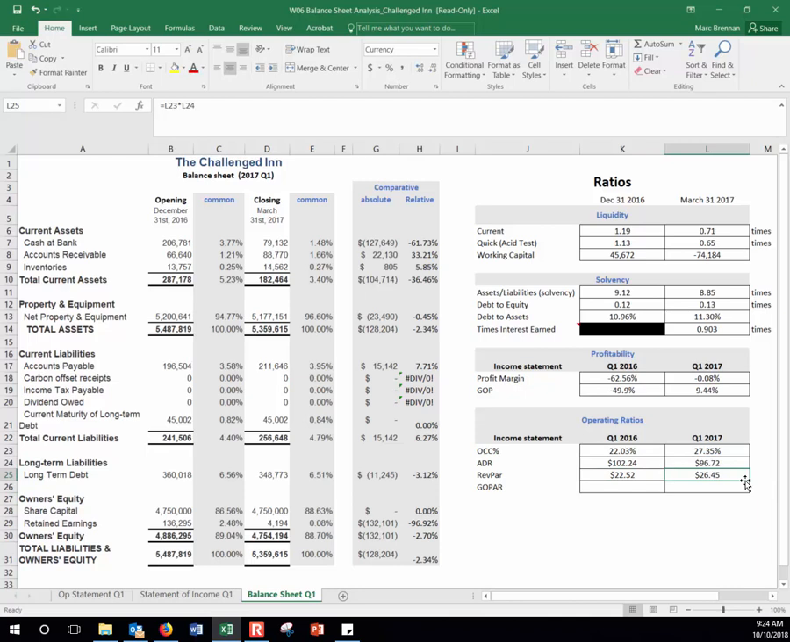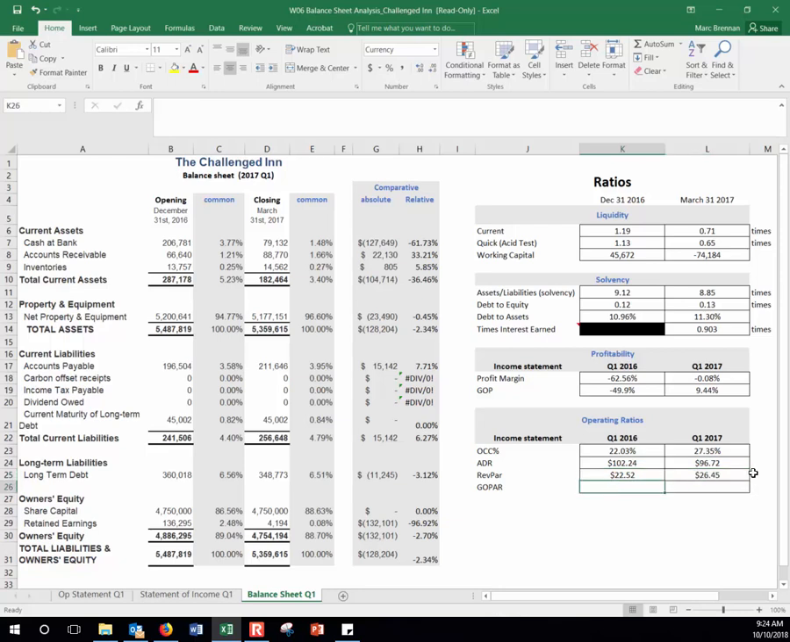So that at the end of the day is a positive thing. So while our ADR went down, our occupancy went up. And when you combine the two, our RevPAR is going to give us a big picture of these two combined. So overall, we've done a bit better as far as how much we've taken in.